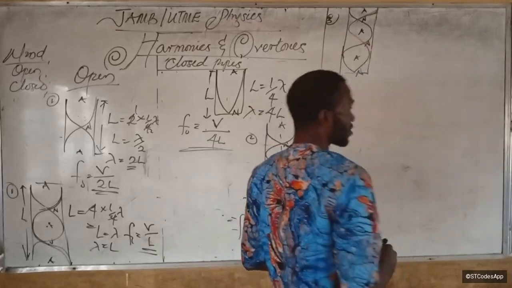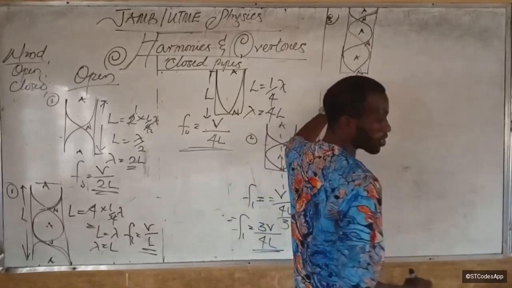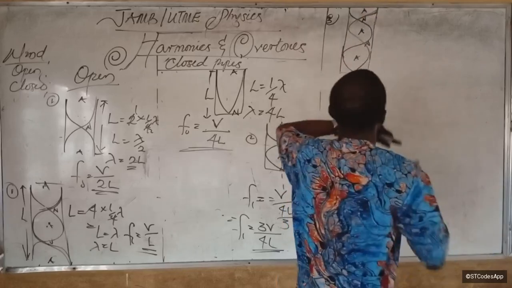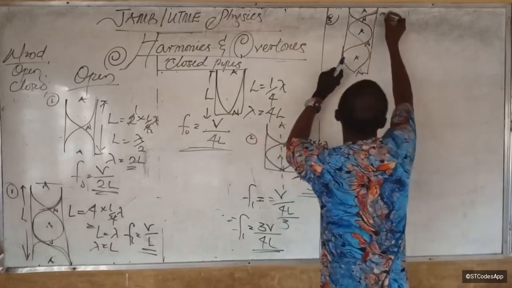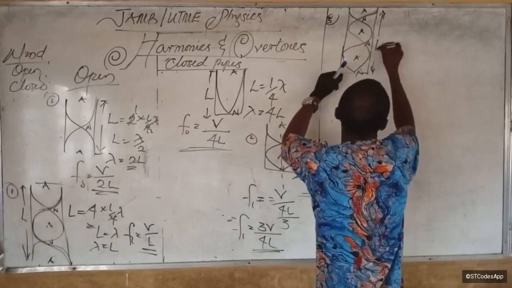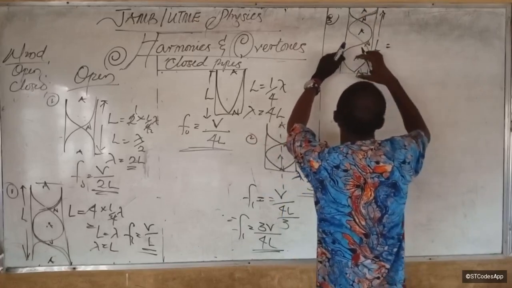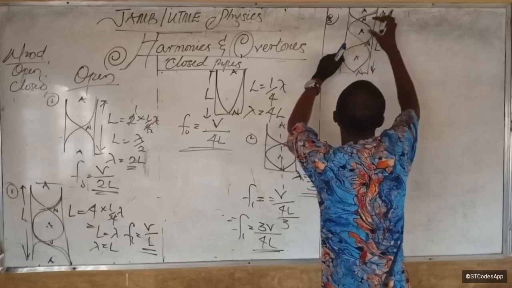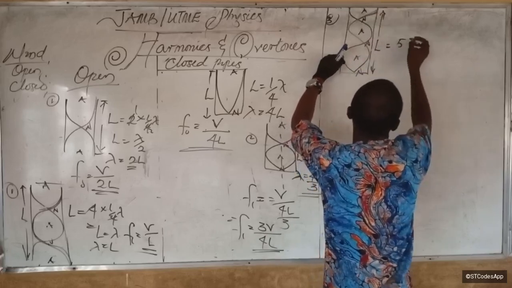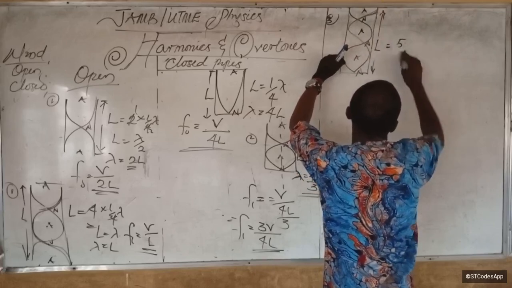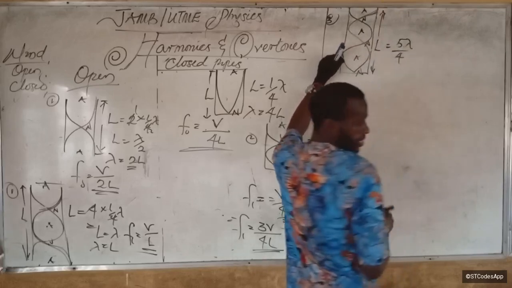Okay, you see that this one is different because if we start with a node, we end up with an antinode. So the entire length here is going to be how many wavelengths? How many quarters? 1, 2, 3, 4, 5. 5 quarters. I'll just say 5 quarter. Does that make sense?